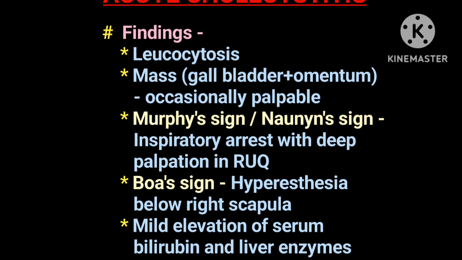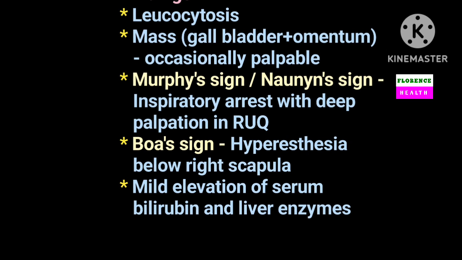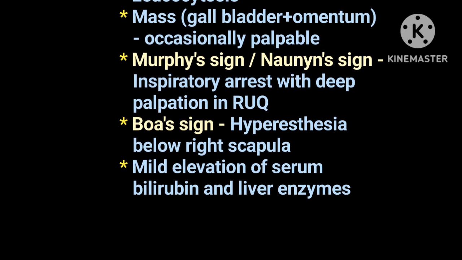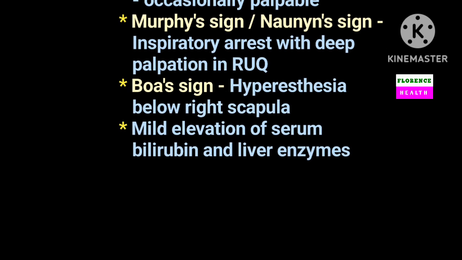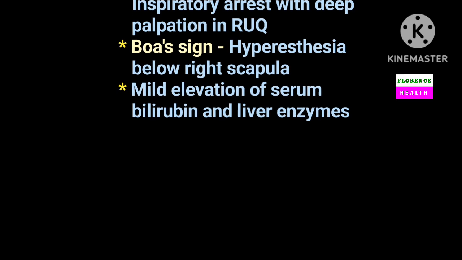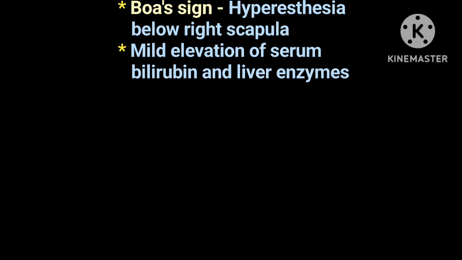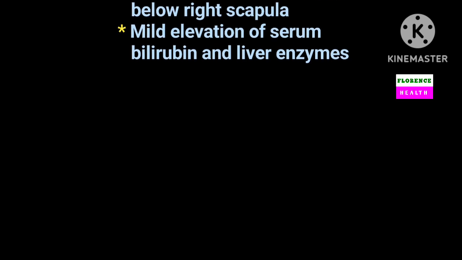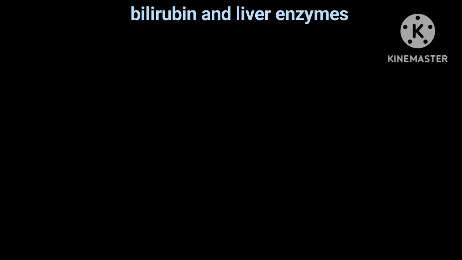Third, Murphy sign or Naunyn sign, that means inspiratory arrest with deep palpation. Fourth, Boas sign, that means hyperesthesia below the right scapula. Fifth, mild elevation of serum bilirubin and liver enzymes. These are the findings of acute cholecystitis.